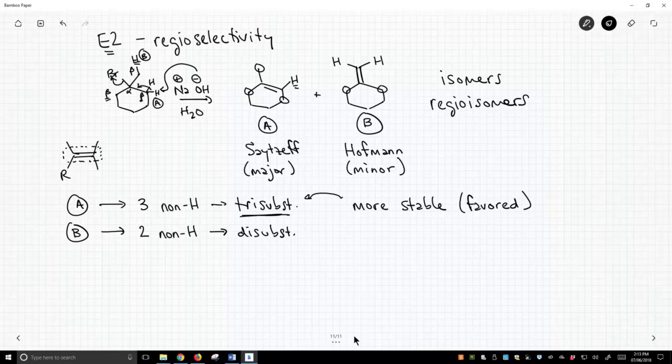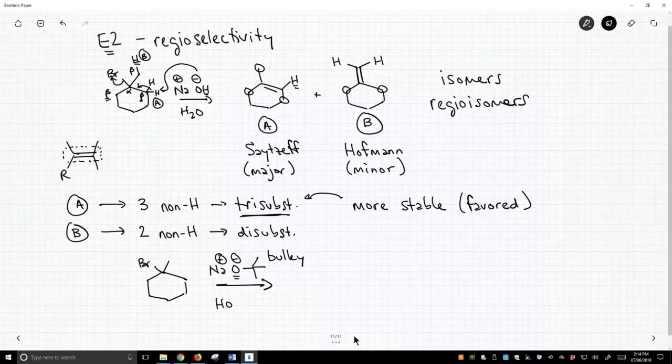Is there any way to make the Hofmann product? Why, yes. Yes, there is. So let's redraw our alkyl halide. And there's a specific base that people use if they want to make the Hofmann product. It's called t-butoxide. Okay, so we put a t-butyl group on our O minus. Instead of a little H or a little methyl or ethyl, we put a nice bulky t-butyl group. And we'll have a solvent of t-butanol.